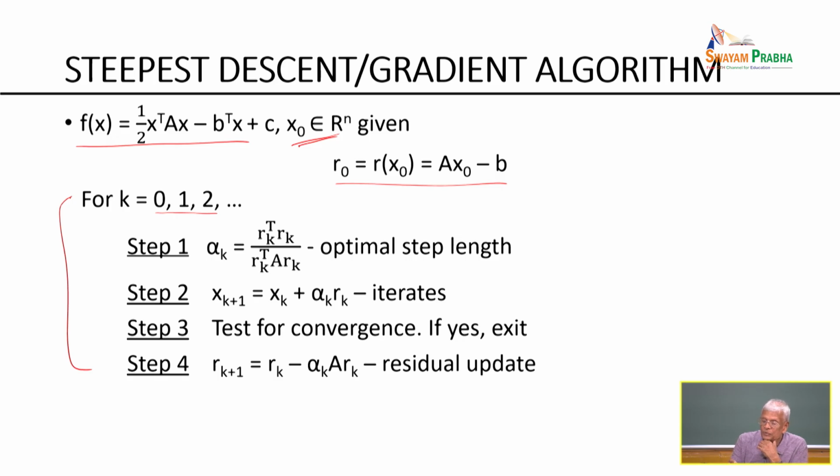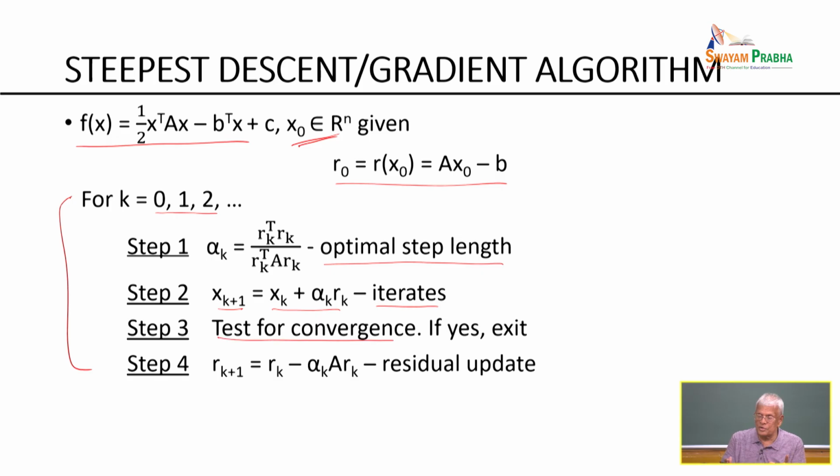Step 1. Knowing xk, I can compute rk. If I know rk, rk transpose rk divided by rk transpose A rk is the optimal step length. So I have a point xk, and I compute the optimal step length. I know rk, so I am going to define the next point to be xk plus alpha k rk, and then iterate. Now, I need to decide whether I want to continue or stop. I am going to do a test for convergence.